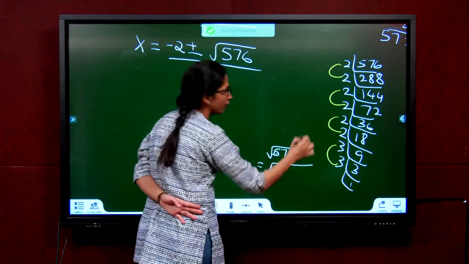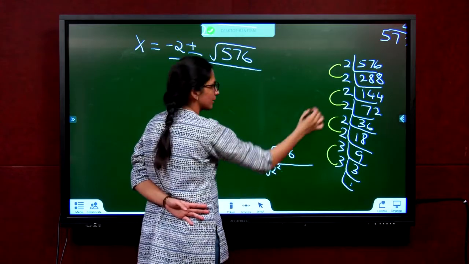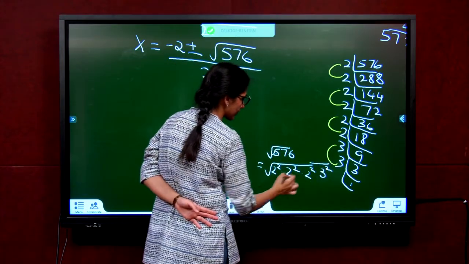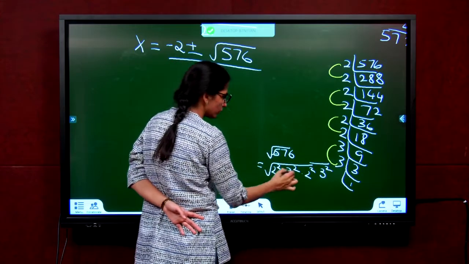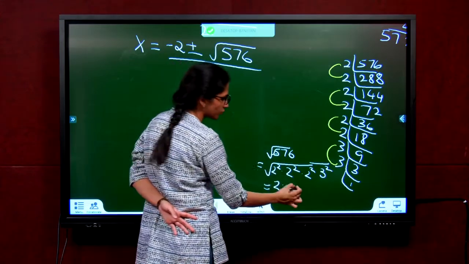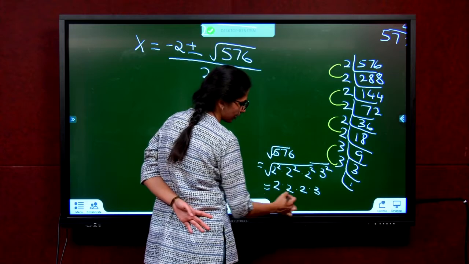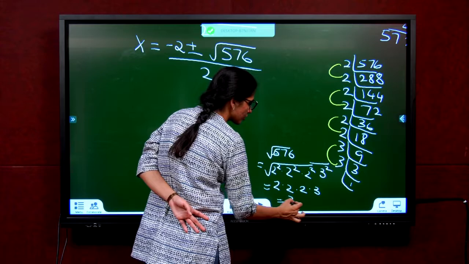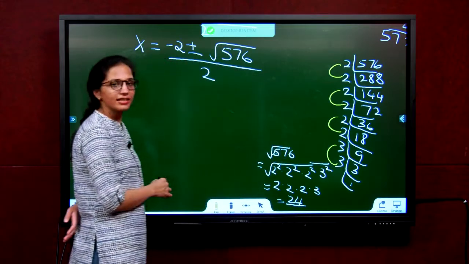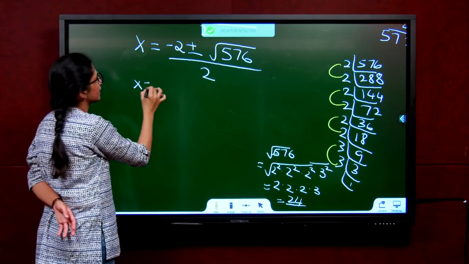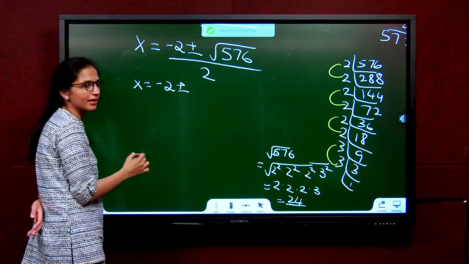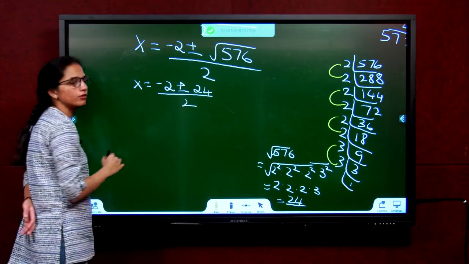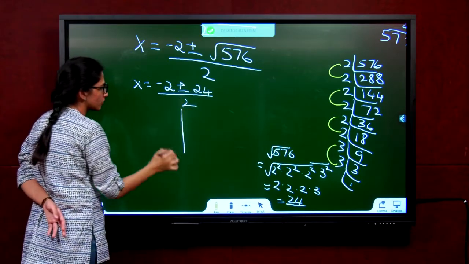Root 576 is equal to root of 2 square into 2 square into 2 square into 3 square. 2 square comes outside the root as 2, 2 square comes outside as 2, 2 square comes outside as 2, 3 square comes outside as 3. 2 2s are 4. 4 2s are 8. 8 3s are 24. So root of 576 is 24. Therefore you can write x is equal to minus 2 plus or minus 24, divided by 2. So you have two possible answers.